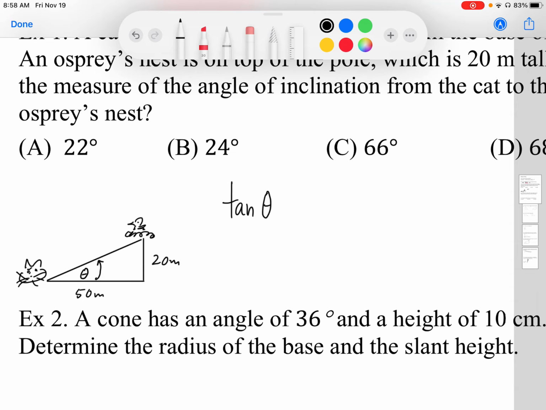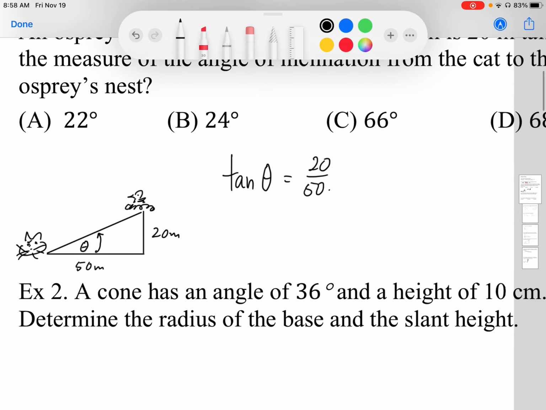So I know that tan of angle theta equals 20 meters over 50 meters. I can't solve this because my input is what I'm trying to solve for, so I need to rewrite it with arc tan. So I'm going to use the inverse tan of the ratio, and that's going to give me the angle of inclination.